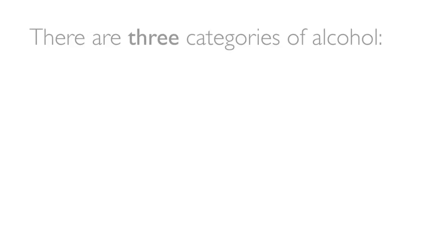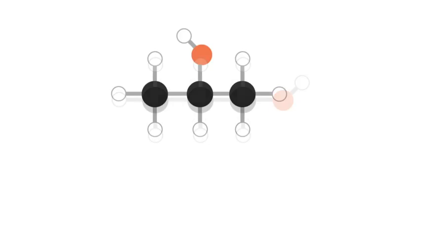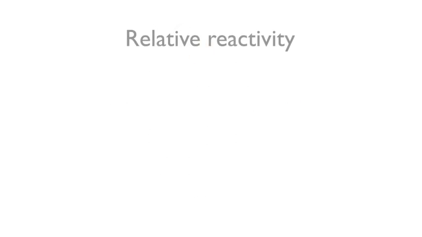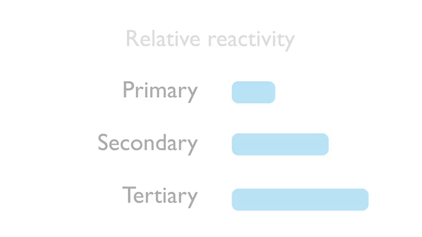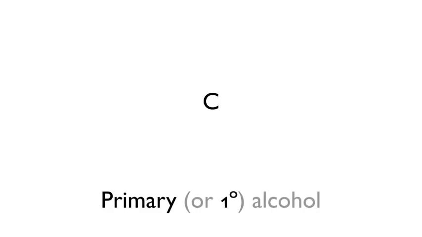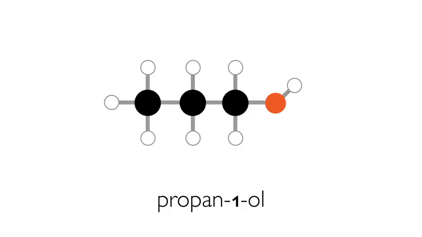Alcohols are placed in one of three categories: primary, secondary, or tertiary, based on the position of the OH on the chain. Alcohols will react differently depending on the category they are in. In a primary alcohol, the carbon atom on which the OH group is bonded is itself attached to only one carbon chain or one alkyl group. Here is propan-1-ol. The OH is attached to the end carbon, and this carbon is attached to just one single chain of carbons.